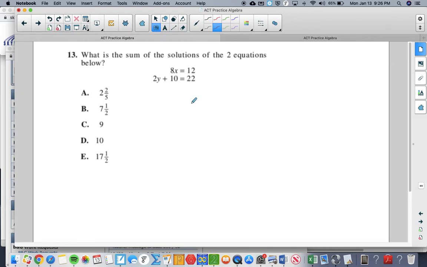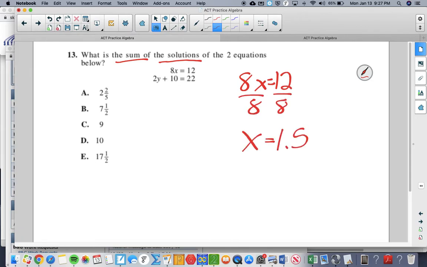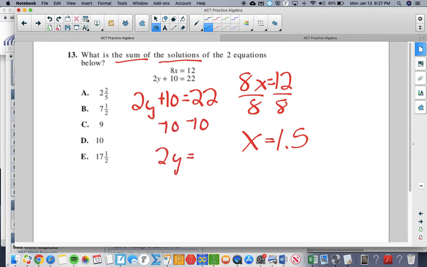What is the sum of the solutions of the two equations below? So this first equation, we can solve 8x equals 12. We divide by 8 and get x equals 1.5. The solution to the second equation we can find as well: 2y plus 10 equals 22. So we subtract 10, and we get y equals 6.